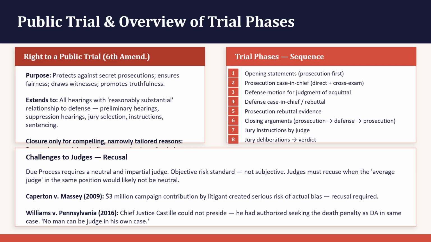On challenges to judges, the Due Process Clause guarantees a neutral and impartial judge. The standard is objective: not whether the judge admits to bias, but whether the average judge in the same position would likely be neutral. Caperton v. Massey showed that extraordinary campaign contributions can cross the line into creating an unconstitutional risk of actual bias. Williams v. Pennsylvania showed that a judge who previously authorized seeking the death penalty in the same case cannot preside over an appeal of that sentence. No man can be judge in his own case.